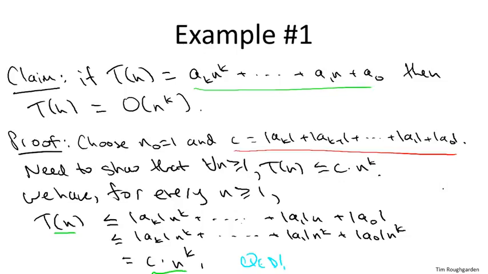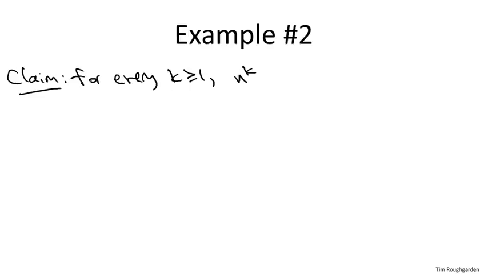But now let's turn to a second example, or really I should say a non-example. What we're going to prove now is that something is not big O of something else. So I claim that for every k at least one, n to the k is not big O of n to the k minus 1. And again, this is something you would certainly hope would be true. If this was false, there'd be something wrong with our definition of big O notation.